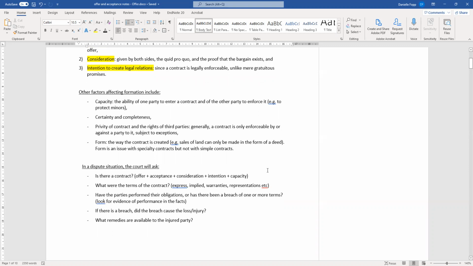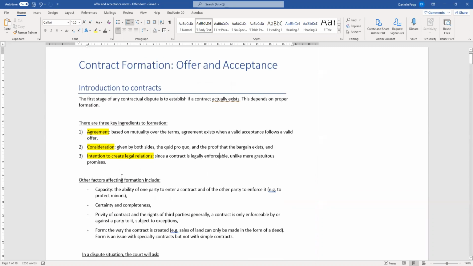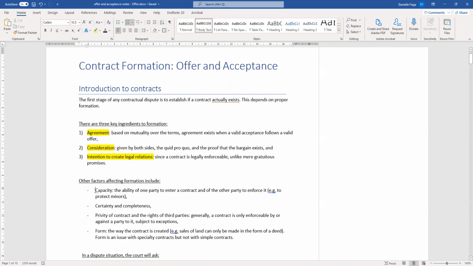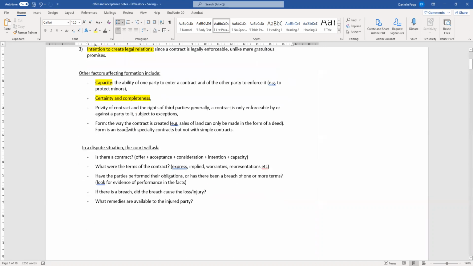Different law courses touch on different things. They all have these main ingredients though. So capacity is also a key ingredient, and so is certainty and completeness. And then there will be other factors which will vary from course to course, depending on what type of contracts you're looking at.